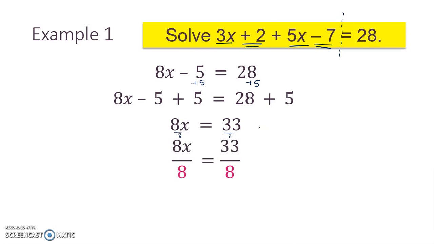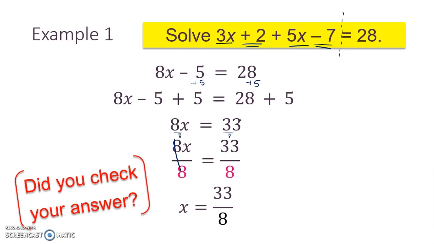So we have 8x over 8 equals 33 over 8. Our 8's cancel, and we have x equals 33 over 8. Then always remember, did you check your answer? So go back, plug it into a calculator.